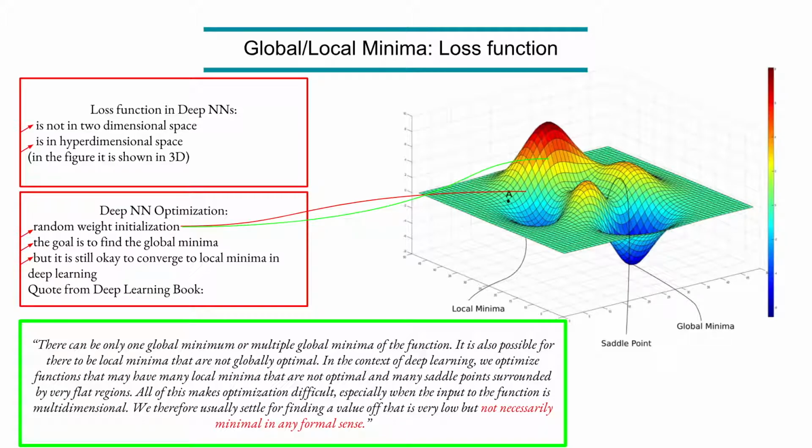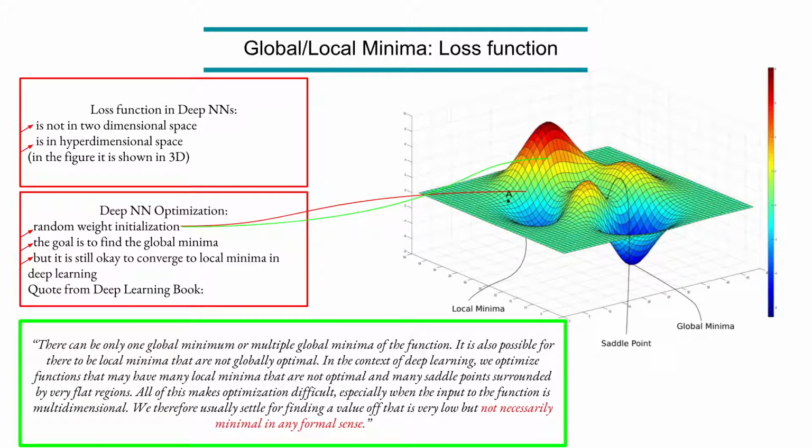But since a deep neural network is not a deterministic approach, since it is a probabilistic approach, you may not always reach the global minima. Maybe you never reach the global minima, but still you can find local minimas in this hyperdimensional space. But it's still okay to converge to a local minima to solve our problem.